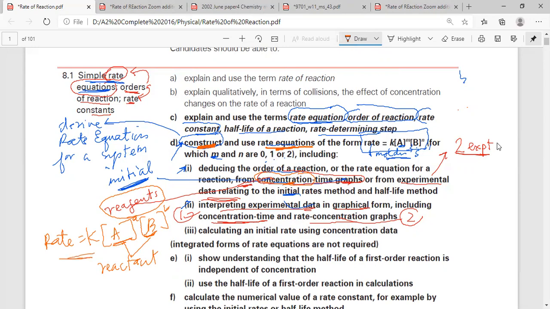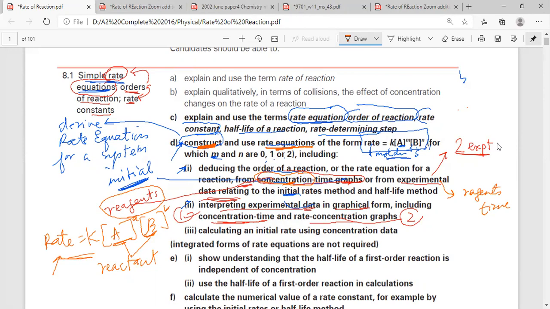So it's from experimental data. Now in experiment, you of course measure what? The disappearance of your reagents with time. You can measure the rate by appearance of products with time, but that will not help you to get your rate law. So it's always experiment data of concentration of reagents against time.